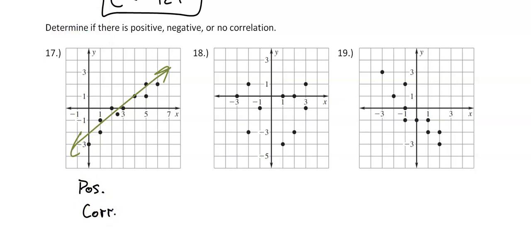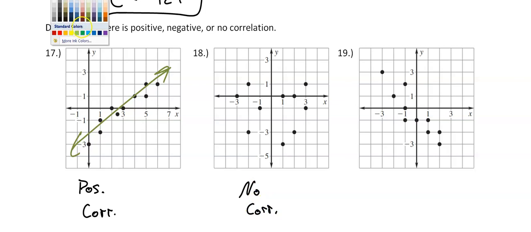Okay. The next one, I could try drawing some lines, and maybe I think that looks good, or maybe you think this looks good, but as we start to try to draw these things, none of these look like they really match the data well. The points are scattered everywhere, so we would say this one is no correlation.